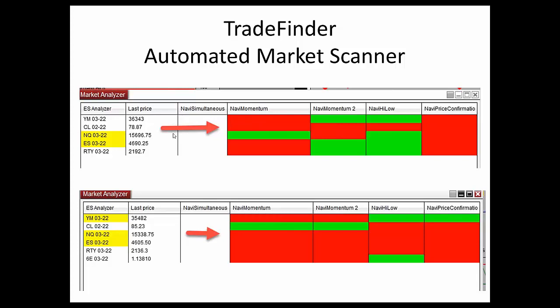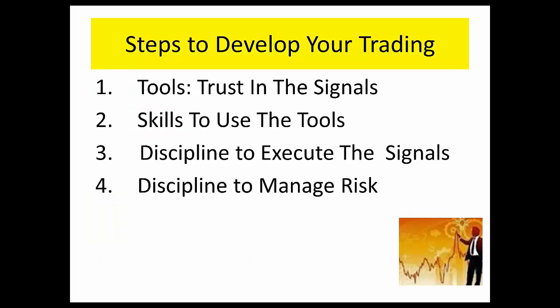So here we had the crude oil. All the columns were red. Here we've got on the bottom, NASDAQ, E-mini, and Russell, all red. So once you see that, you can go to the chart and make sure that you have the trade setups that we're looking for on that chart.